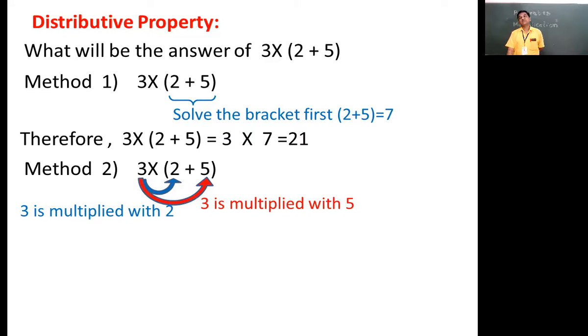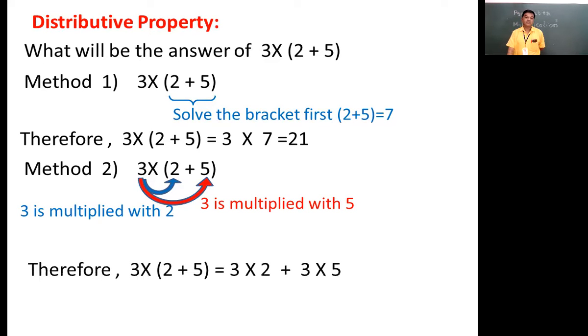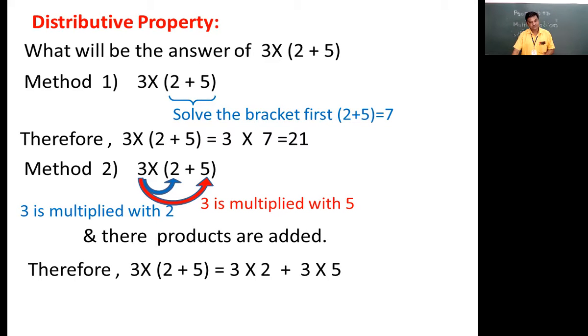Now what to do next when we got the two products? Well, we are going to add them. Why to add? Because there is an addition sign in between 2 and 5. So we are going to add the product of 3 and 2 and 3 and 5. So 6 plus 15, we are getting the answer as 21.